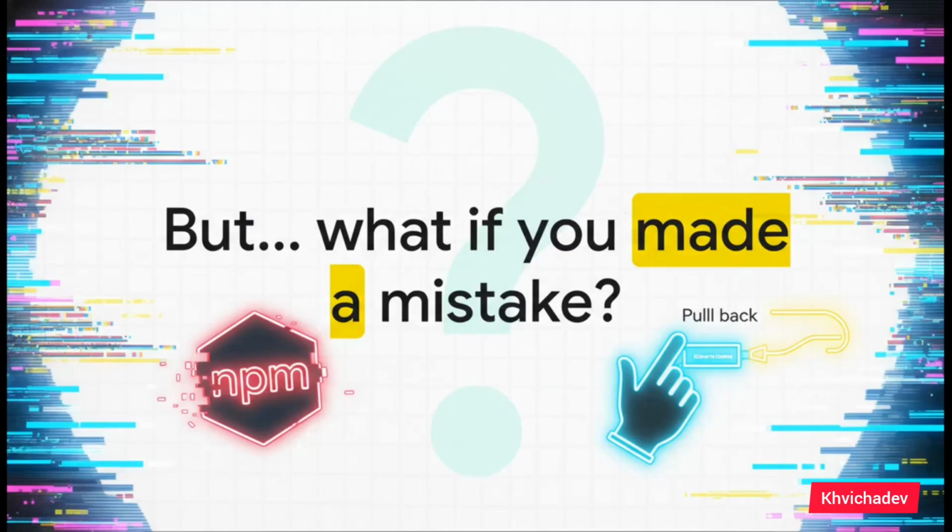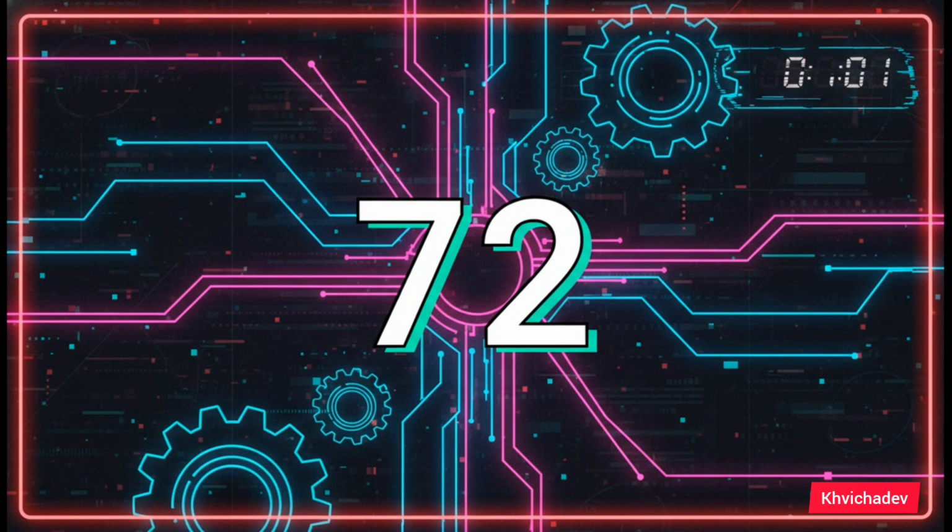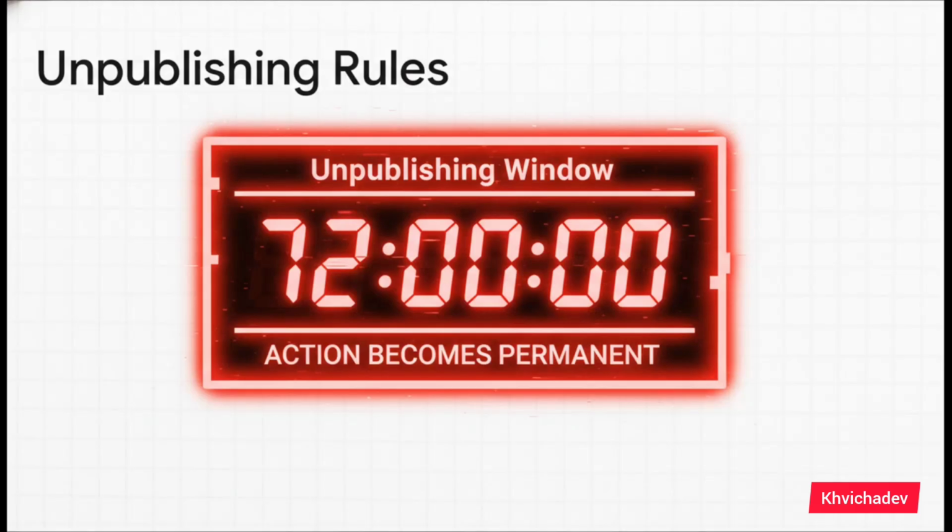But wait, what if you shipped a bug? Or just need to take it back? There is a way, but listen up. You have to be really careful with this command. Yep, you heard that right. The clock is ticking. You don't have forever to do this. You get a 72-hour window. After that, it's pretty much permanent, which protects everyone using it.